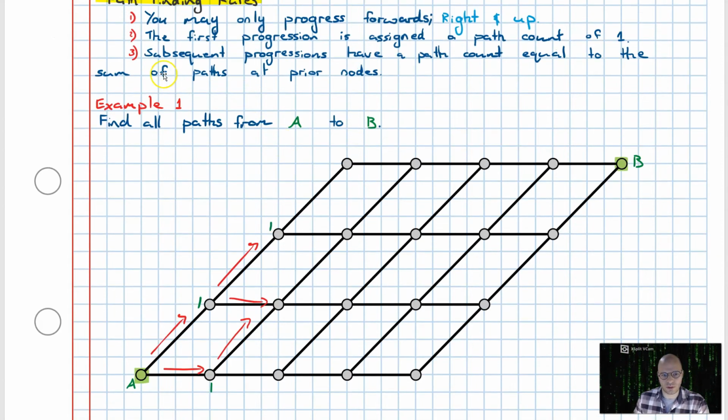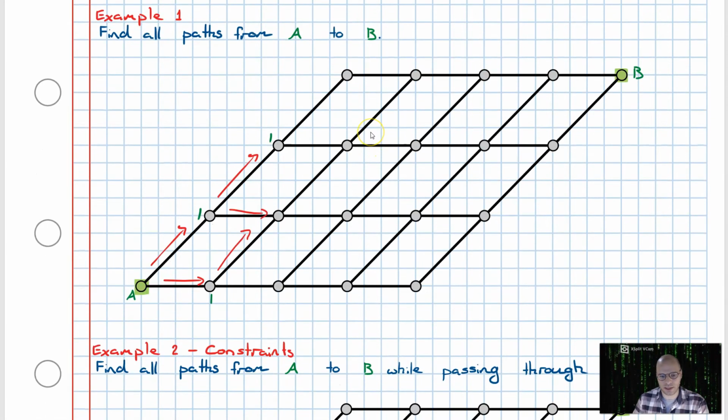Looking at rule number 3, subsequent progressions have a path count equal to the sum of all paths at prior nodes. So that means that the number of paths we have at this node over here is going to be equal to this node plus this node. So 1 plus 1, that's simply going to be 2. Now finishing off the other node. Now I'm going to repeat this algorithm for all of the nodes until I finally reach my destination B here.